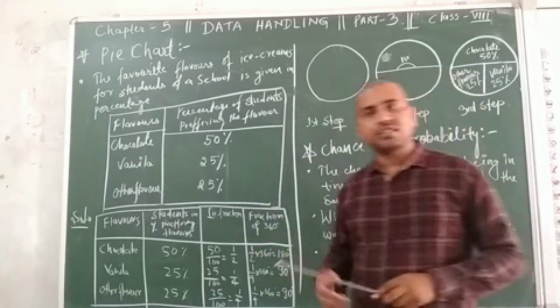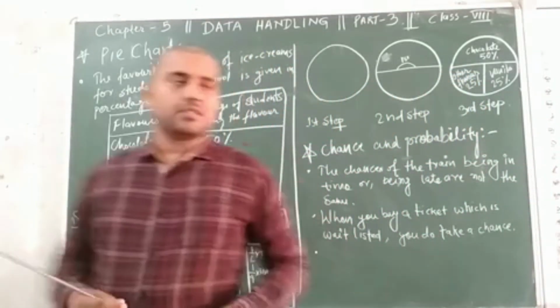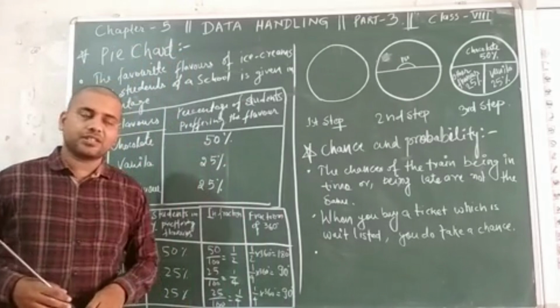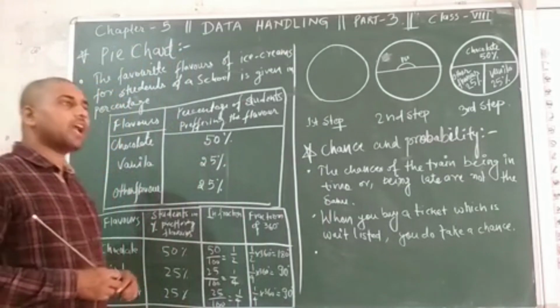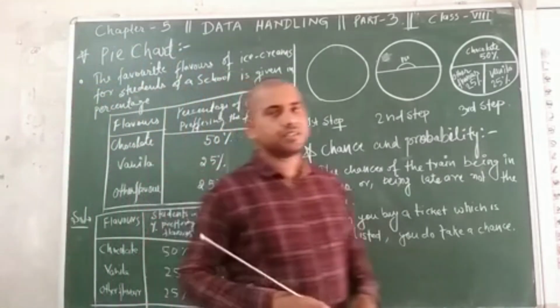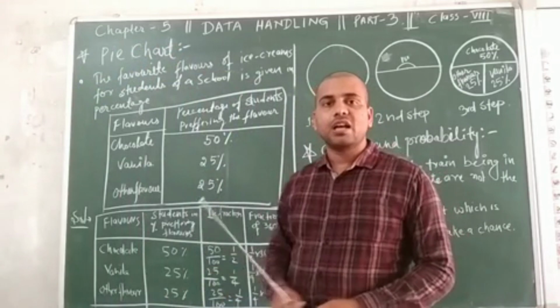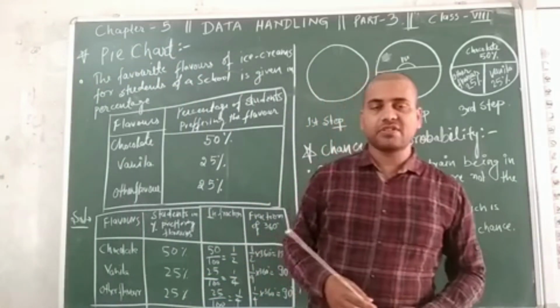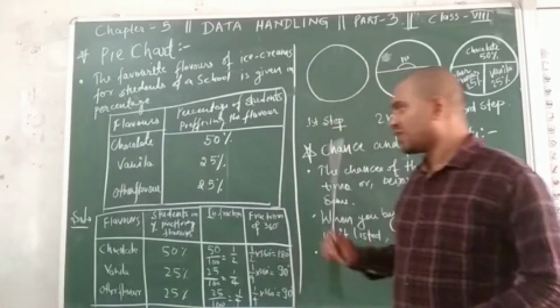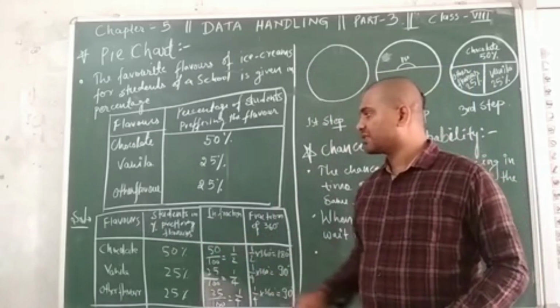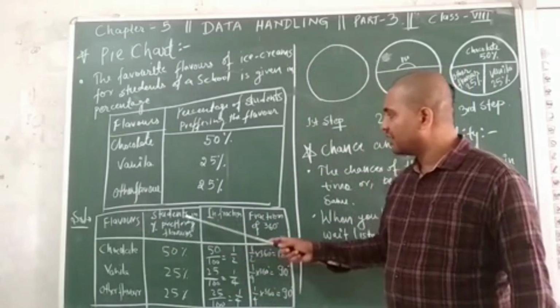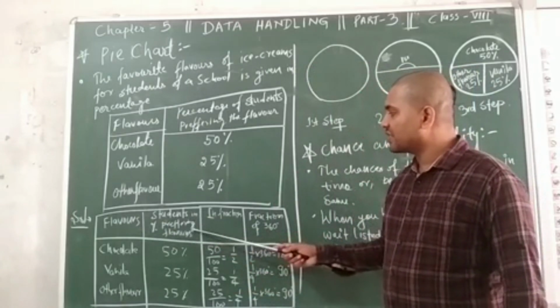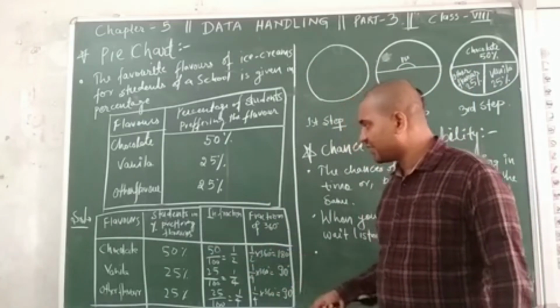Percentage data is given here. Data may be in digits also; you may get data in digits also. Then how can we convert this data into a pie chart, and how can we construct it? So flavors are written here, and students in percentage preferring the flavors is written.